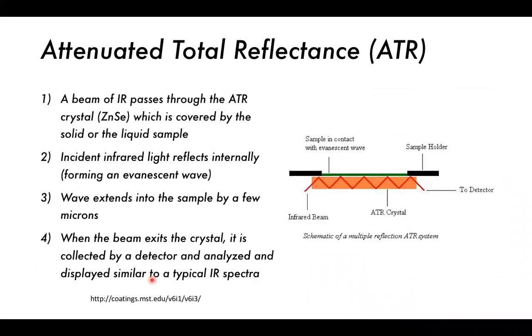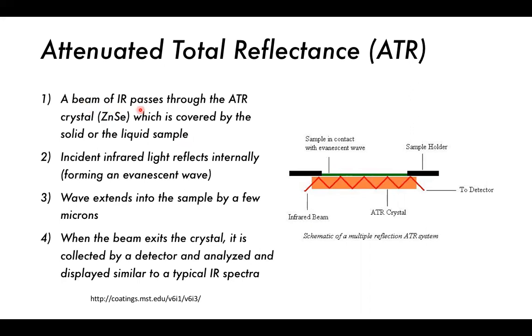So ATR, attenuated total reflectance. So this is how it works. This is the schematic of a multiple reflection ATR system. We have our IR beam incident through the crystal, and it passes through the crystal. Now, what happens is that above the window is the sample, which is in contact with the evanescent wave. So basically, the evanescent wave is kind of like an overflow wave that will come in contact with the sample and is what we will use to measure.